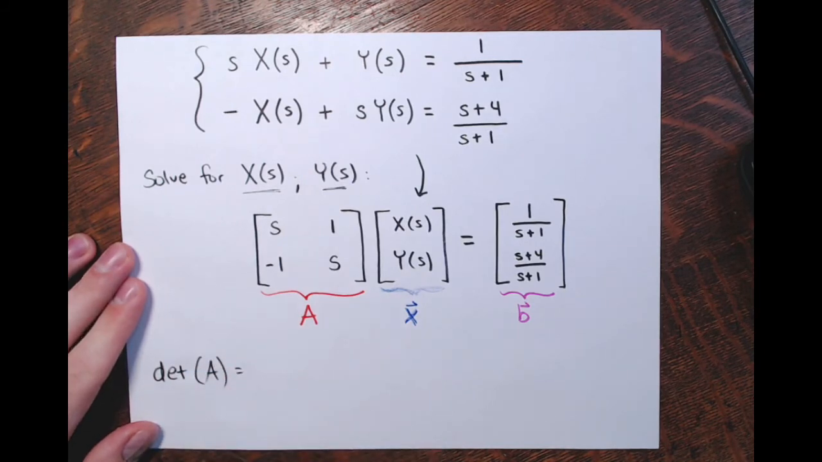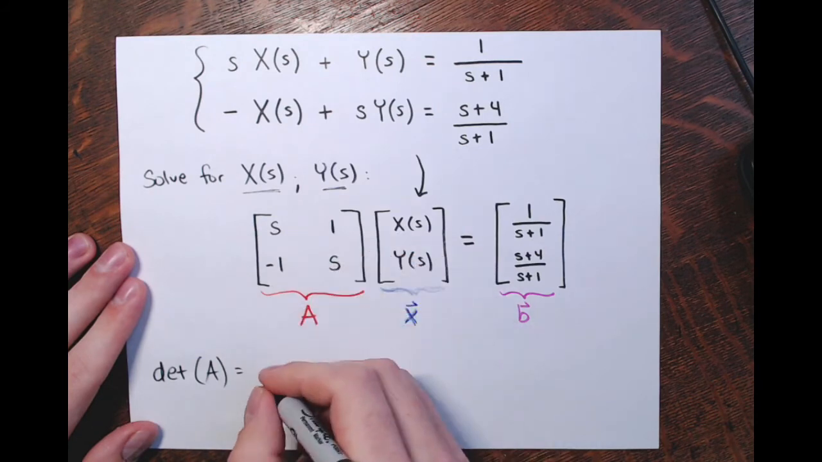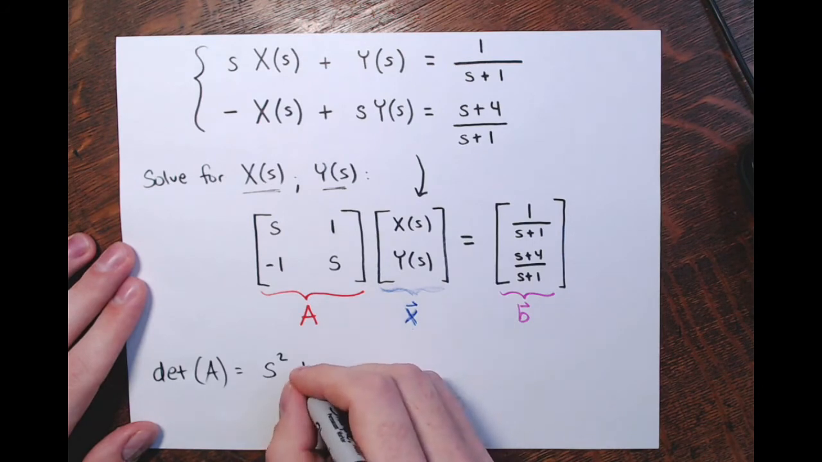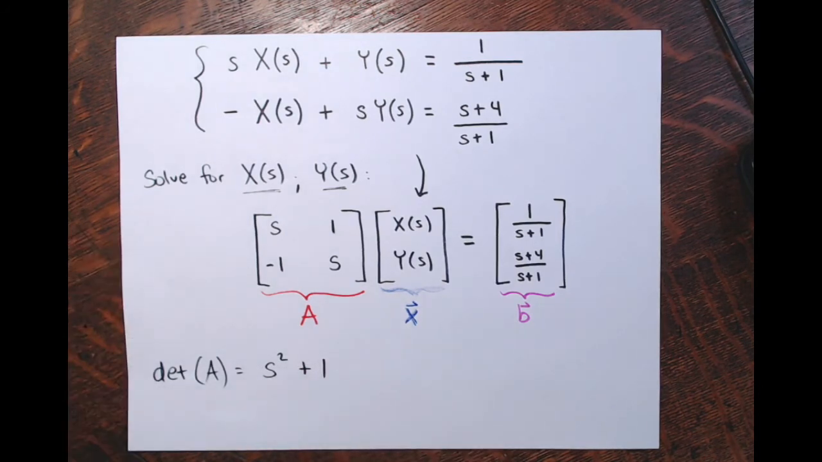So what's the determinant of A? That'd be s times s minus 1 times negative 1. So s squared plus 1.